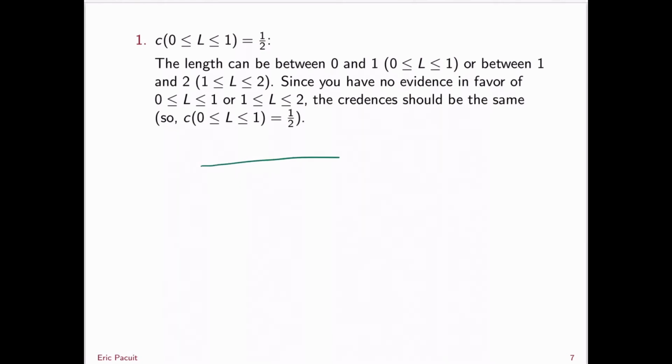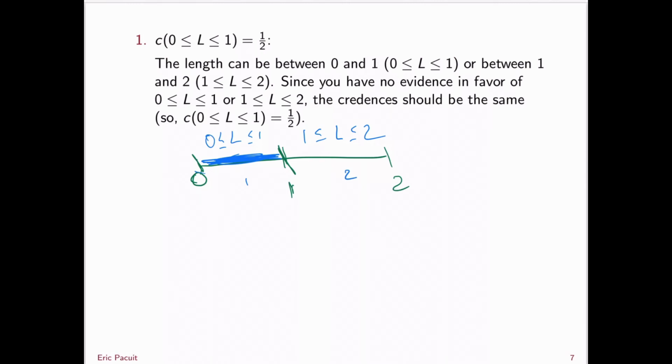The idea is that we're told that the length can be between 0 and 2. The length can be between 0 and 1, so we're asking, what's the credence that the length is on the left-hand side of this interval right here? And the interval is divided into 2. There are 2 intervals. The interval where L ranges between 0 and 1, and the interval where L ranges between 1 and 2. And so we've divided the interval into 2.